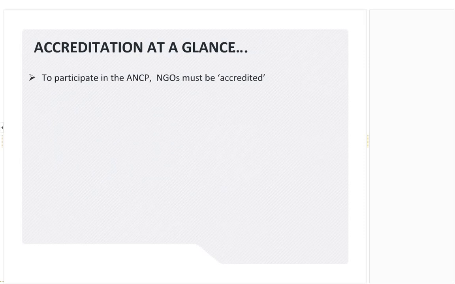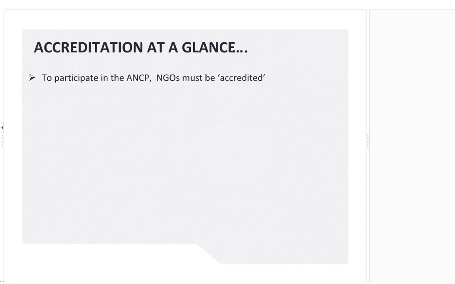So, accreditation at a glance. If you haven't been involved with the ANCP before, I'll just give you a little bit of a spiel on that. So ANCP, the Australian NGO Cooperation Program, is DFAT's longest running NGO engagement. Been running for about 43 years. This year we have a budget of 132.5 million for the ANCP, which was an increase from last year. So it's also a really highly regarded program, both from within DFAT and obviously by our minister as well.